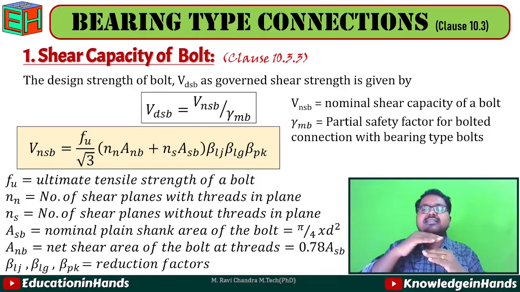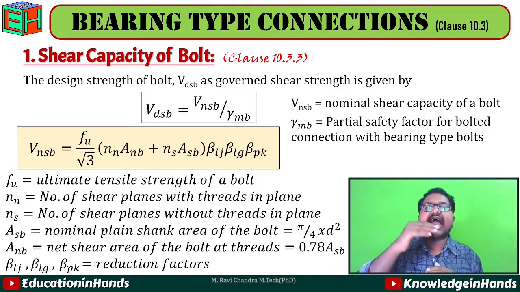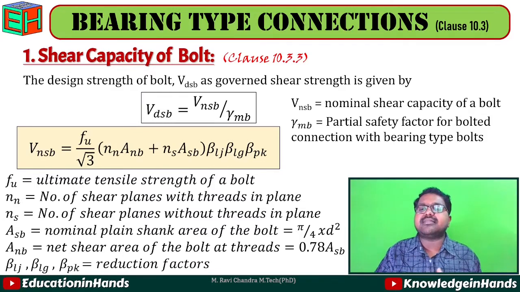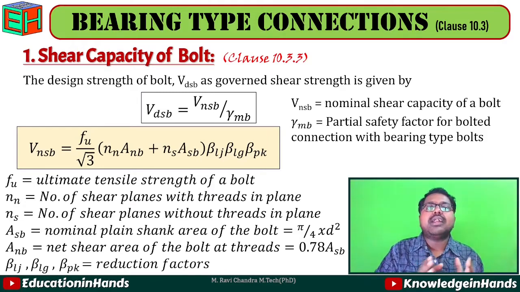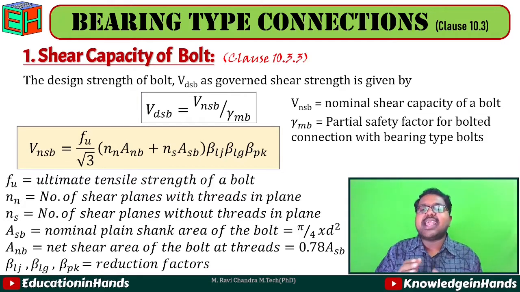So if the threads are not in the plane, means only shank is there, then that section is taken as NS, and then ASB is the nominal plain shank area of the bolt, which is nothing but pi by 4 d square, d being the diameter of the bolt, and ANB is the net shear area of the bolt at threads. So whenever a bolt area is calculated at the place of threads, its cross sectional area is reduced. That's why ANB is the net shear area of the bolt at threads, which is taken as 0.78 times ASB.